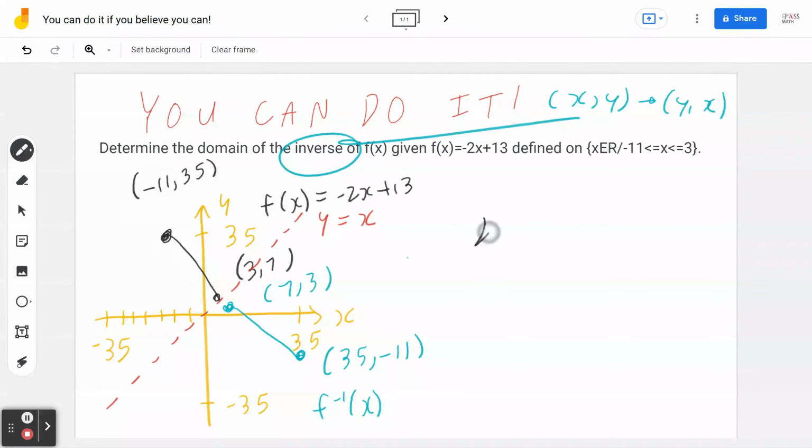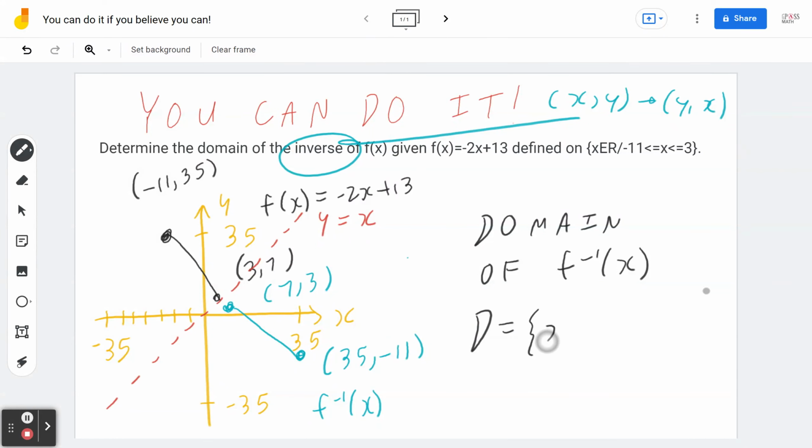So when I think about the domain now of the inverse, well, it's going to be domain, open curly bracket, x is an element of real numbers such that x is in between 7 and 35. So again, you put 7, you put 35, and you put the equal sign to show that x is in between 7 and 35 inclusive.